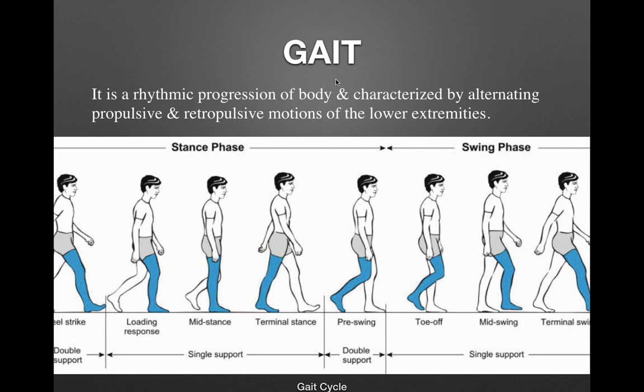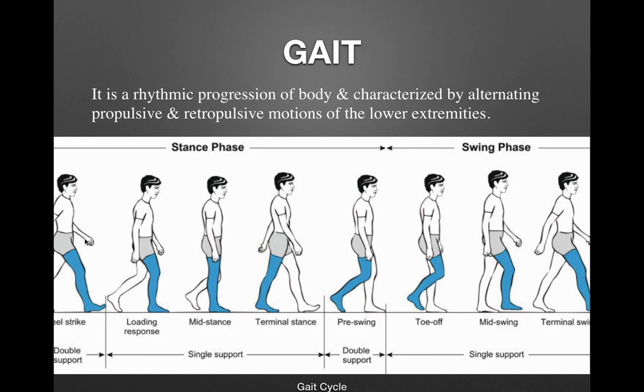Now why rhythmic? Rhythmic means something is in rhythm. When you dance, we say that it is in the rhythm or it is not in the rhythm. In the same way, gait is also in a rhythm. How this rhythm comes? With the help of alternating propulsive and retropulsive motion of lower extremities and upper also. You know, when you walk, your arm also moves.